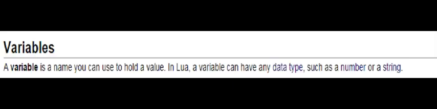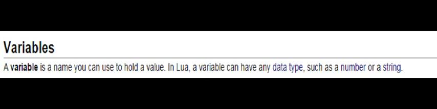And this is just basically a function and we call it. I'm going to do a visual representation in a little bit after I go over variables. So let's go ahead and get into variables. It's a pretty straightforward definition. A variable is a name you can use to hold a value. In Lua, a variable can have any data type such as a number or a string.